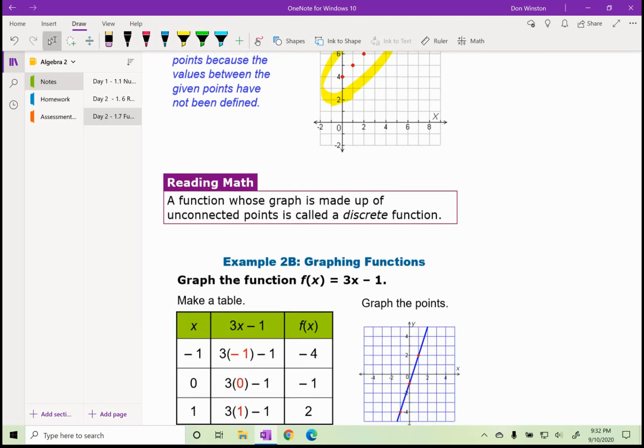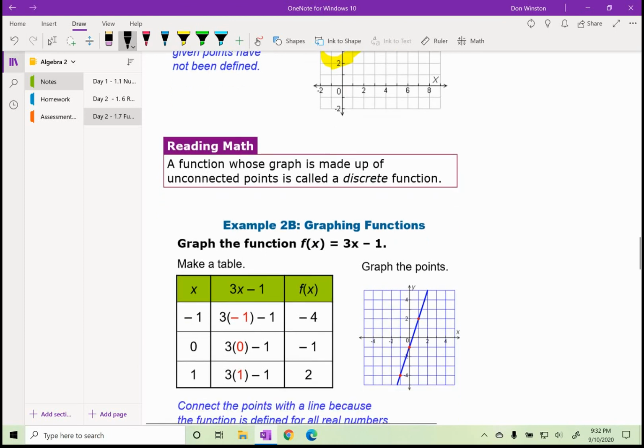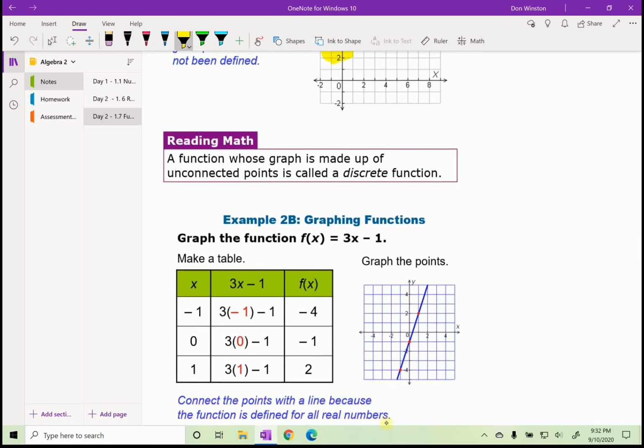Example, graph the function 3x minus 1. When x is equal to negative 1, 3 times negative 1 is negative 3, minus 1 gives you negative 4. So I have the coordinate point negative 1, negative 4. When x is 0, 3 times 0 is 0, minus 1 gives me negative 1. So I have the point 0, negative 1. When x is 1, I have 3 times 1 is 3, minus 1 is 2. So I have the coordinate point 1, 2.